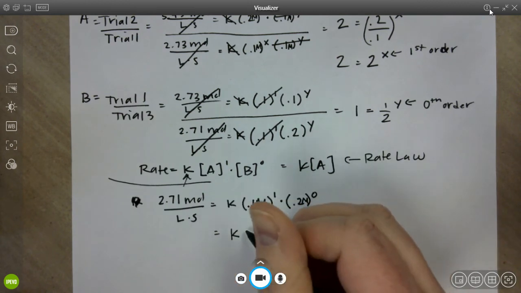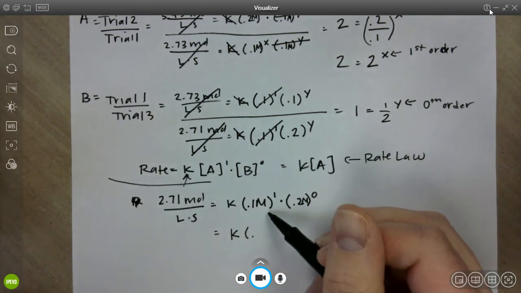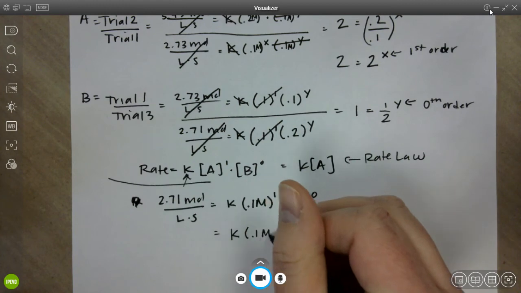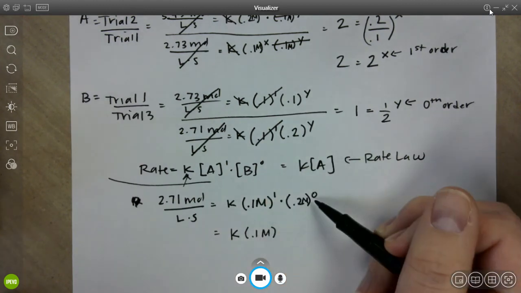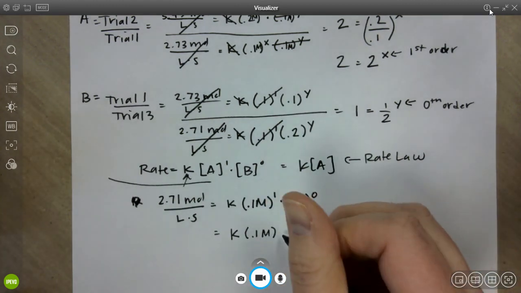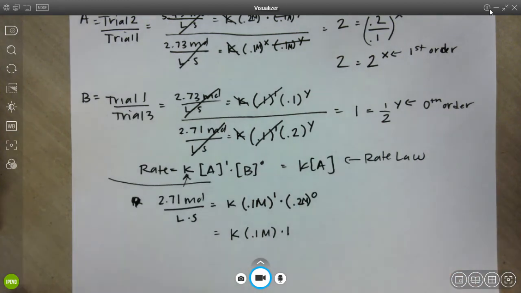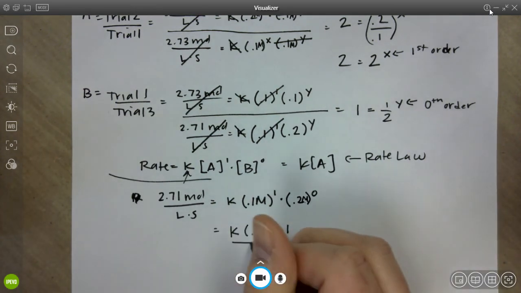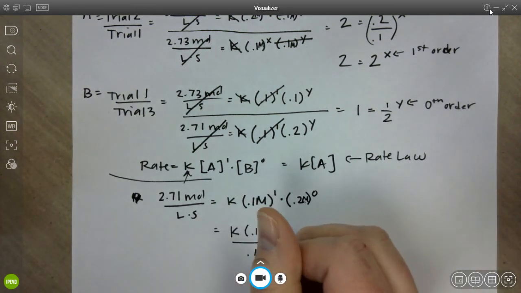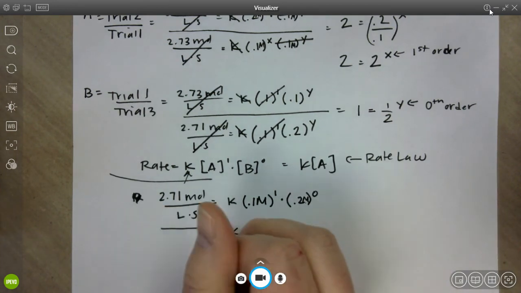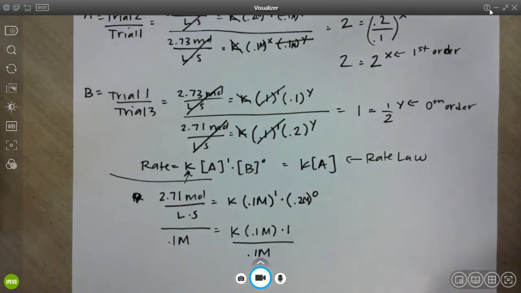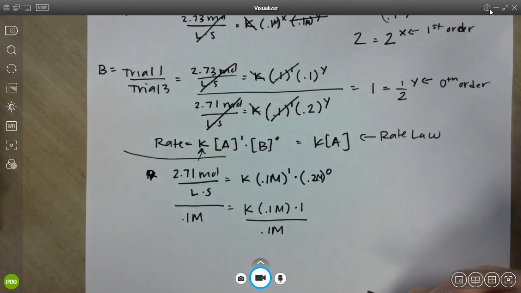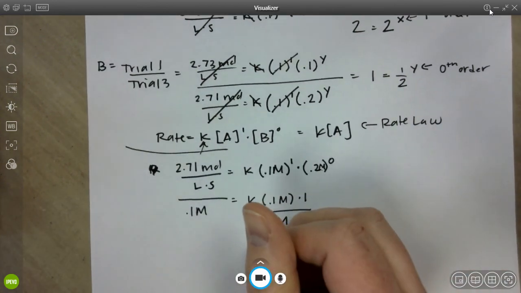K is here. The units on this guy are 0.1 molar. And then because this is the 0th order, that's going to make that go away, and that's just going to become 1. The units on this M also become 1, and it's just 1. So if I want to solve, I'm going to divide both sides by 0.1 molar. And that's where things kind of get a little funky with this K business.